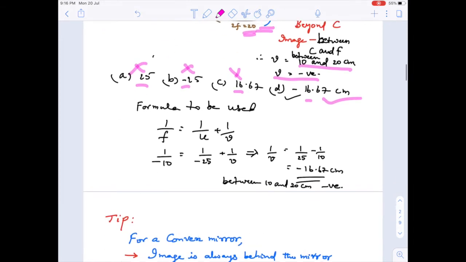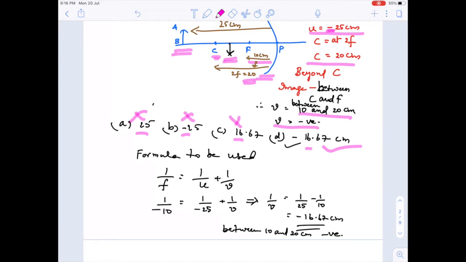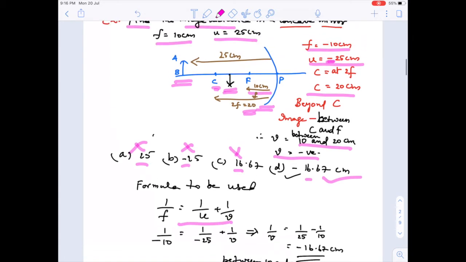Now, by substituting these values, let us calculate the numerical. How do we get this value? We will take the mirror formula: 1 by f is equal to 1 by u plus 1 by v. Now, f is minus 10 centimeters, so 1 by minus 10 is equal to 1 by minus 25.